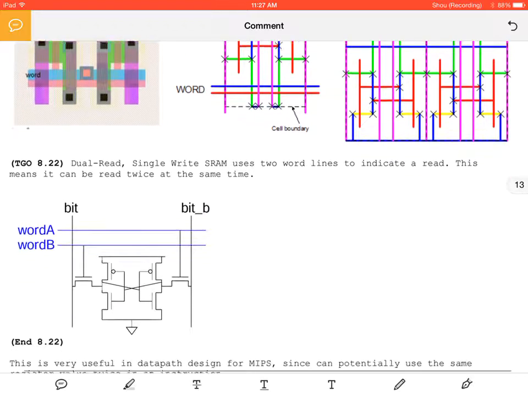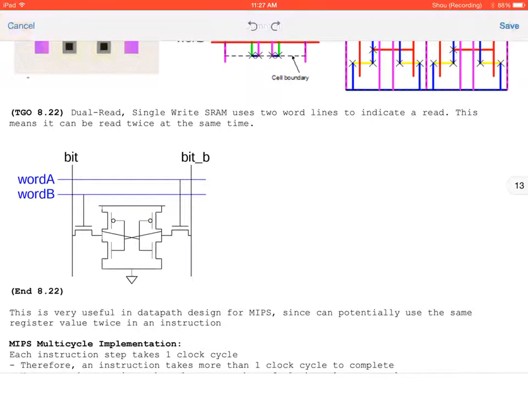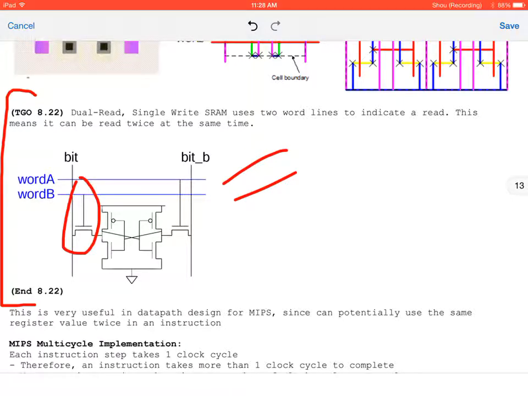All right, so I just wanted to show you real brief. This probably seems rather intuitive. So I have word A and word B, so you're just adding another line. Word B goes to this transistor, word A goes to this transistor. So you're just adding a second wire to it. And you set word A high, you're trying to read it. Word B is low, you're not reading it. You set them both high, then you're reading the value out to both outputs. So dual read, single write SRAM uses 2 word lines to indicate a read. This indicates that it can be read twice at the same time.